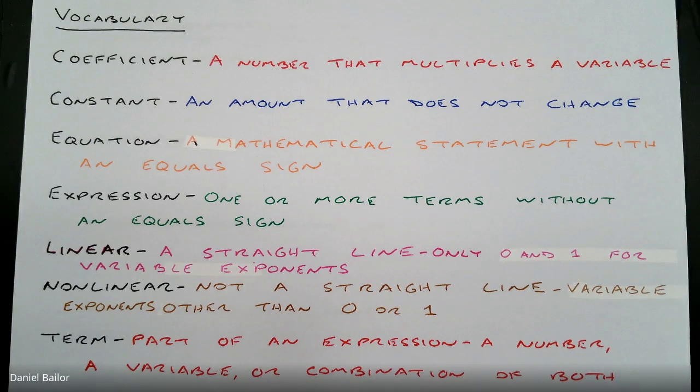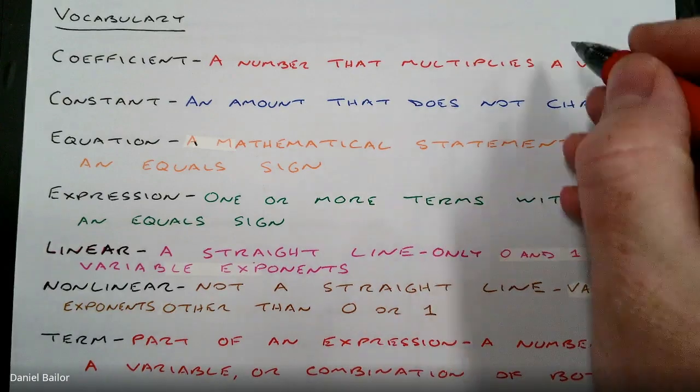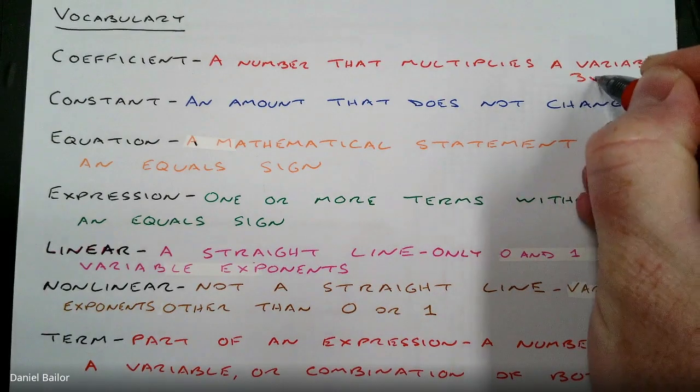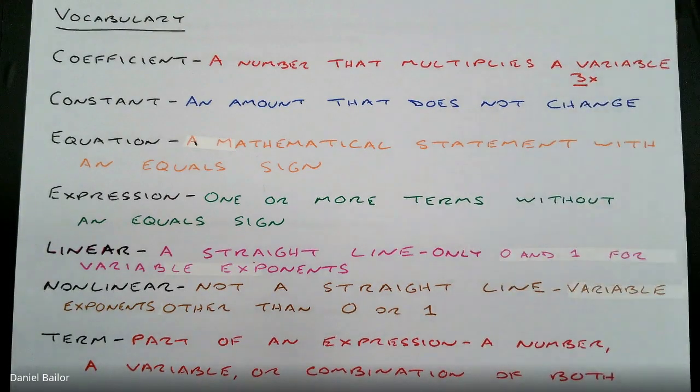Our first vocabulary term is coefficient. A coefficient is a number that multiplies a variable. So, for example, if we have 3x, 3 is the coefficient because 3 is multiplied by the variable x. So when you see 3x, x is the variable and 3 is the coefficient. That's our little example.